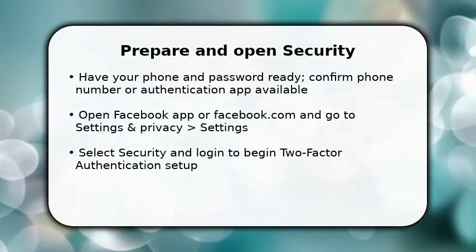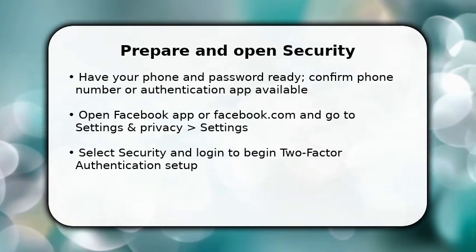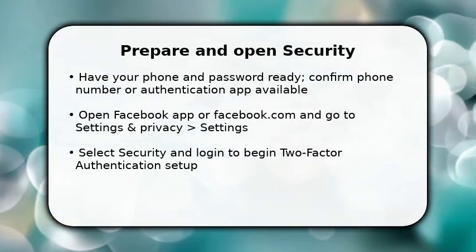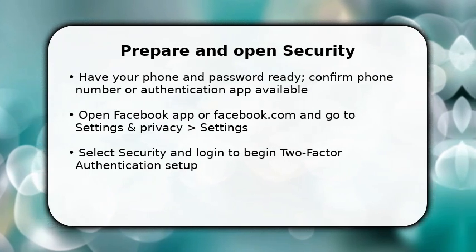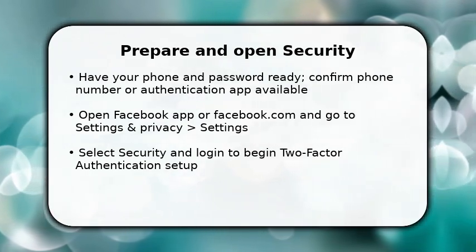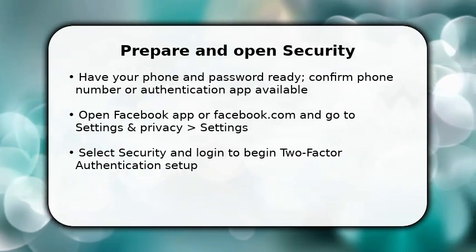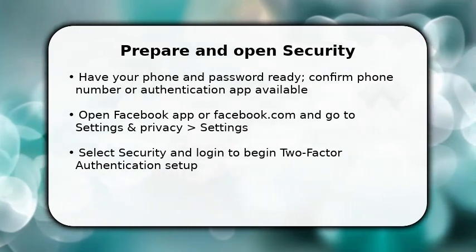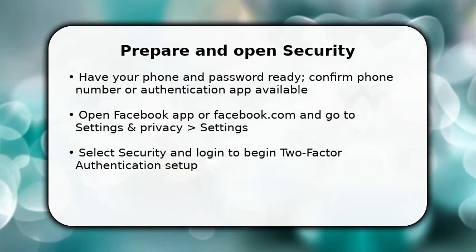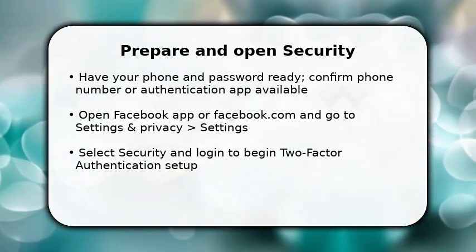You're starting the setup now. Sign in and head straight to Settings and Privacy, then Settings. Once there, choose Security and Login. This is where two-factor lives. Make sure your primary phone number is correct or you've installed an authenticator app like Google Authenticator. You're doing this to add a second barrier, something you have, not just what you know.